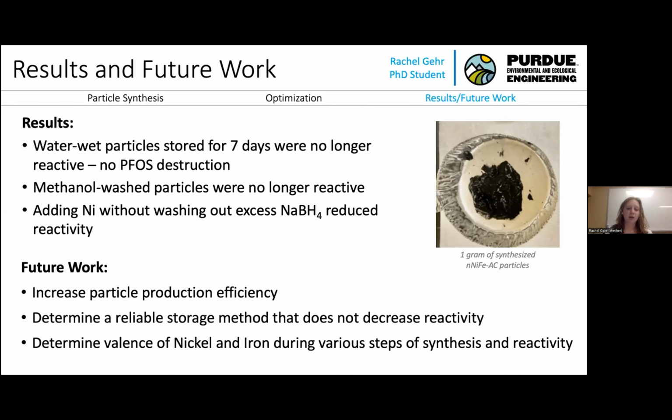Once we have some answers to some of these questions, we have plans to get out to the field and actually conduct some field experiments to see if these can be effective with a groundwater matrix.